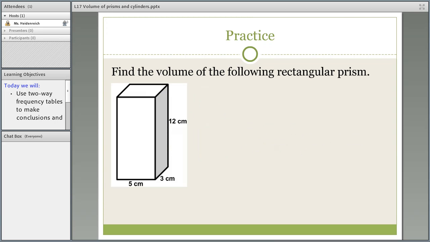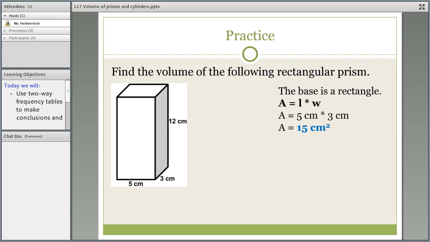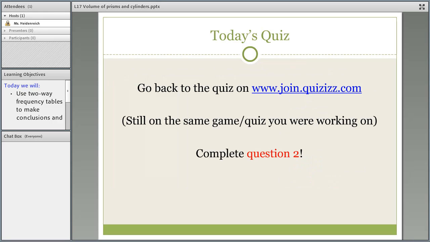Okay, so I have one more, like I said, and I'd like you to pause the recording right now and try to see what you can get on your own with this. Okay, so hopefully you've paused it. You might have done length times width for the area of the base and gotten 15 centimeters squared, and then multiplied by the height. Length times width times height still, and we get 15 times 12, which is 180 centimeters cubed. Okay, so that's it for rectangular prisms.